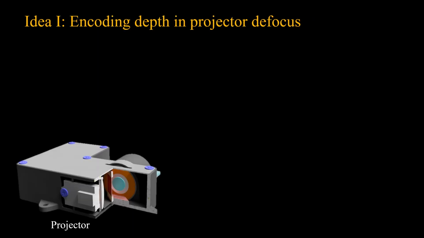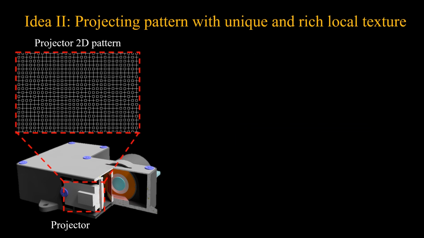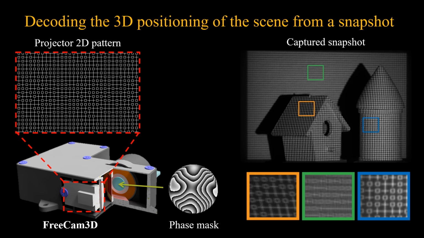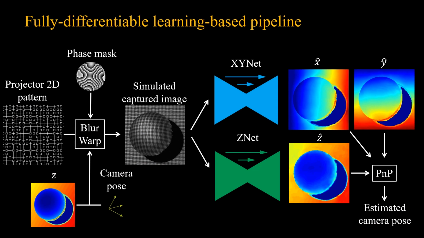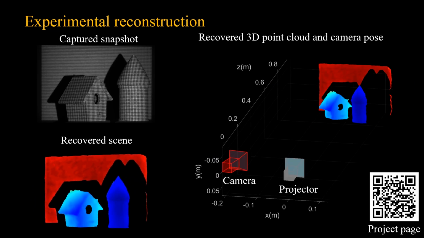There are two key ideas in this paper. First, encoding depths in the projector defocus with an optimized phase mask. Second, using a pattern with unique and rich local texture for spatial localization and depth estimation. Together, these two ideas permit us to decode the 3D positioning of the scene from a snapshot. We do this by adopting a fully differentiable learning-based pipeline. Here, we recover a 3D point cloud along with the camera pose. Thank you.